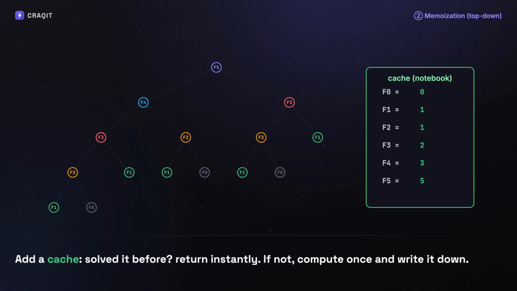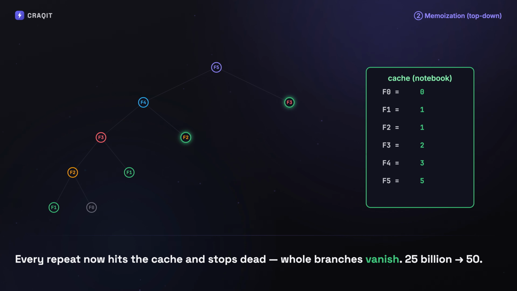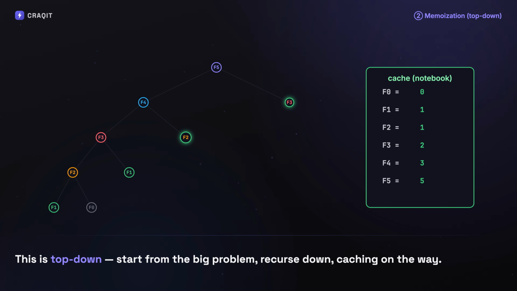The first time you reach fib of 3, you compute it for real. But every other time that branch appears, you hit the cache and stop dead. The whole right side of the tree just vanishes. You go from 25 billion calls to about 50, because each subproblem is now solved exactly once. This is called top-down, because you start from the big problem, fib of 50, and let the recursion break it down, caching on the way.